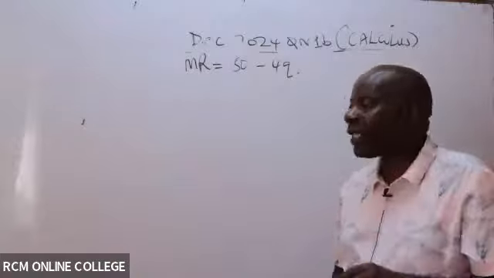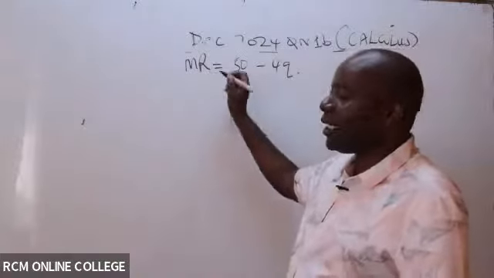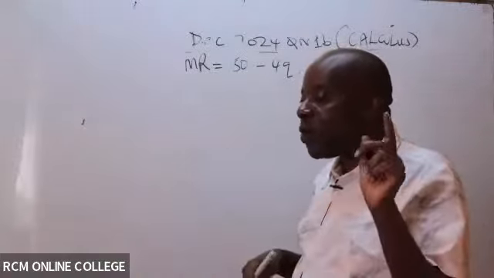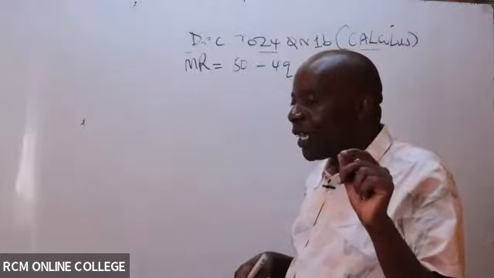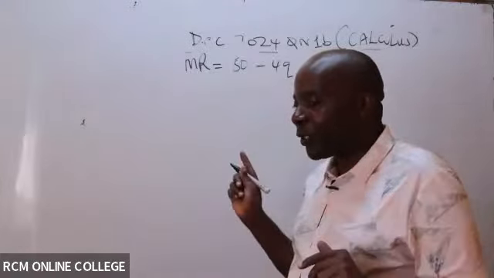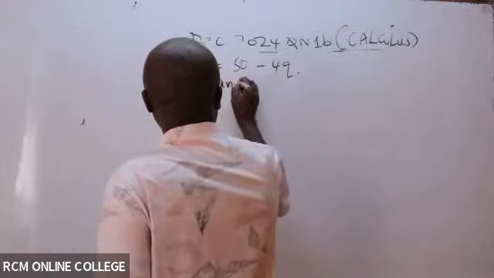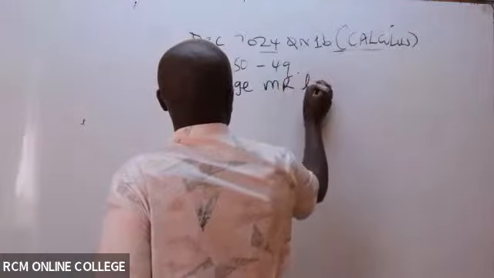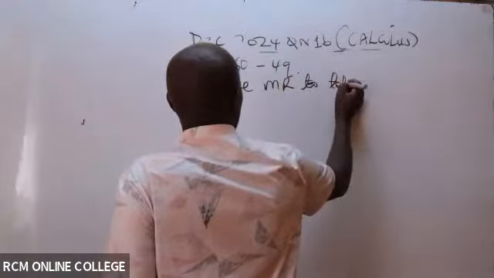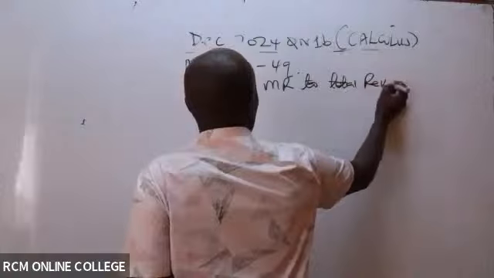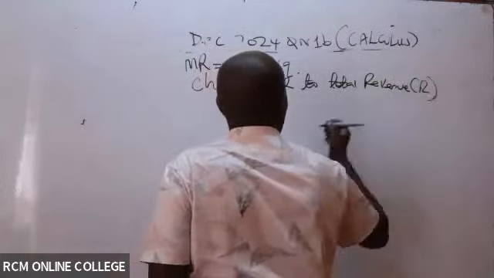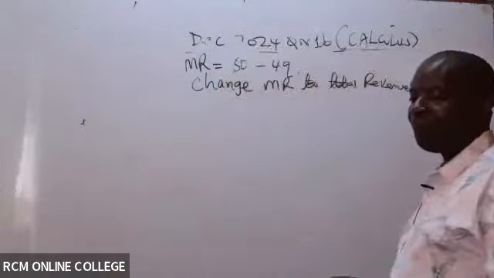So the first thing that I'm supposed to do is to change this marginal revenue to total revenue, because when I'm getting profit, I will take total revenue minus total cost. So change MR to total revenue, which I'll use as R or TR, it doesn't matter.